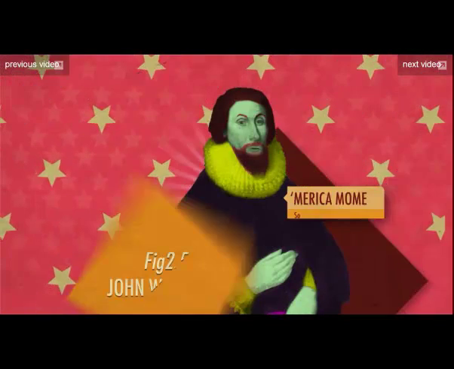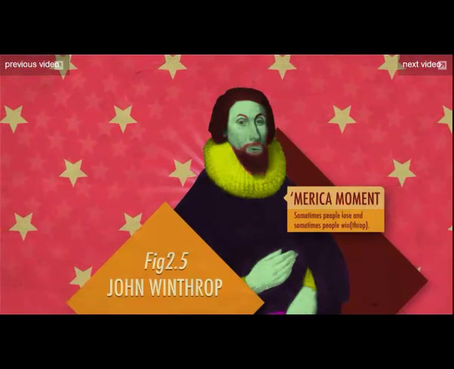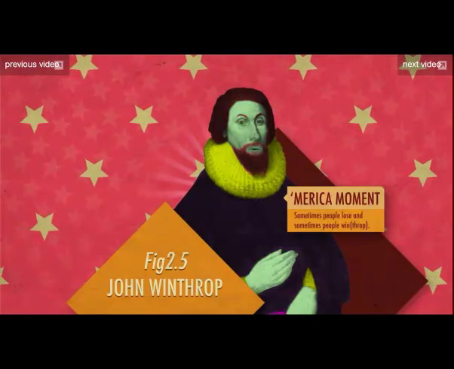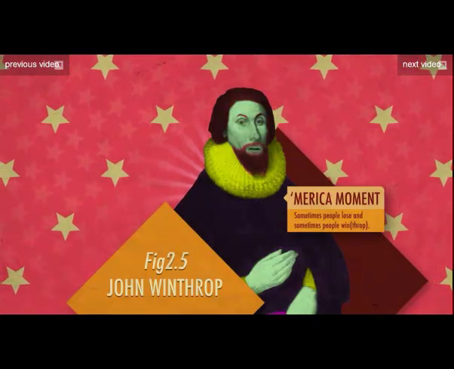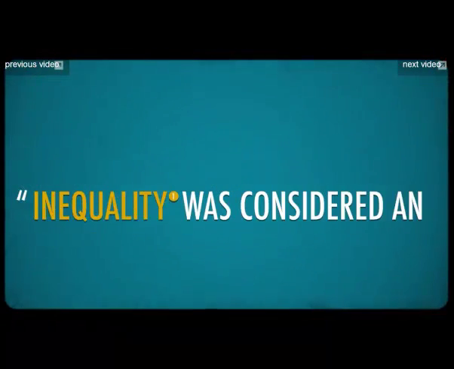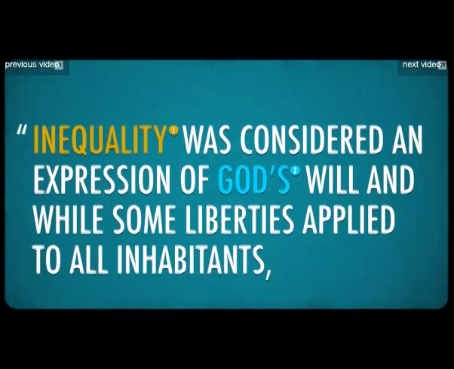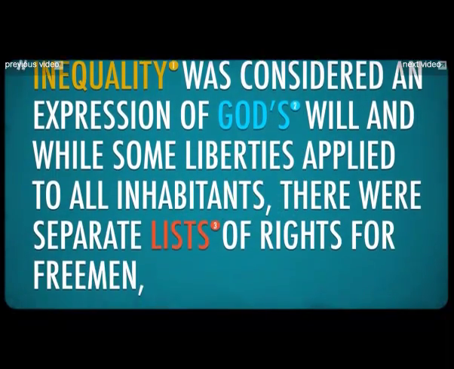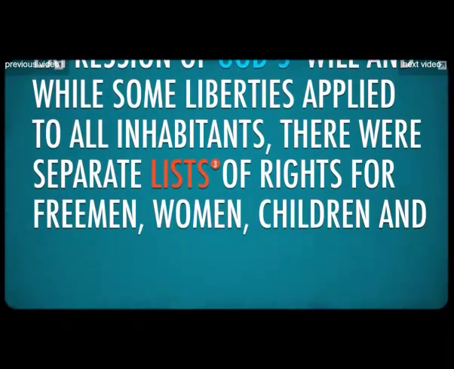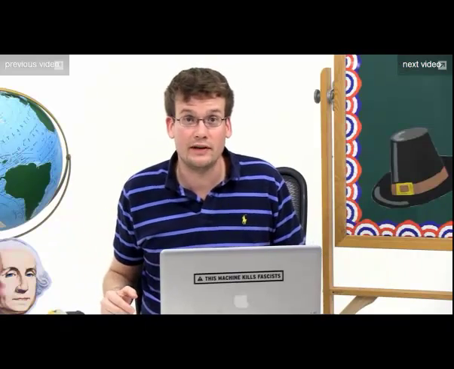As John Winthrop declared, some must be rich and some poor, some high and eminent in power and dignity, others mean and in subjection. Or as historian Eric Foner put it, inequality was considered an expression of God's will, and while some liberties applied to all inhabitants, there were separate lists of rights for freemen, women, children, and servants. There was also slavery in Massachusetts. The first slaves were recorded in the colony in 1640.